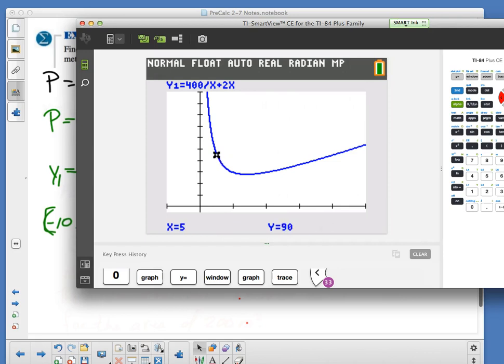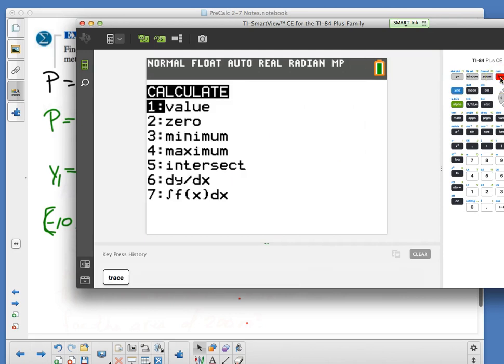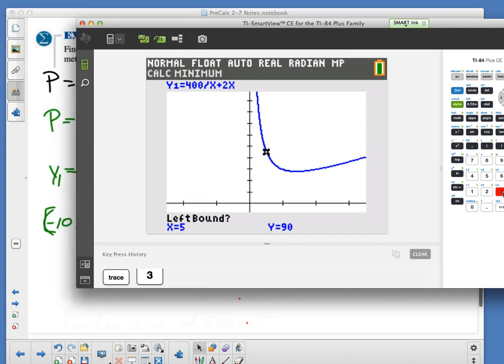Hit enter for my left bound. Oh gosh, let's try that again. I want to go minimum. I thought I hit 3, but I guess I didn't. So I got my left bound, I hit enter, and now I'm going to go over to my right bound, someplace on the right side as it starts going up. When it stops, I hit my right bound, and I'm going to be able to take my guess.